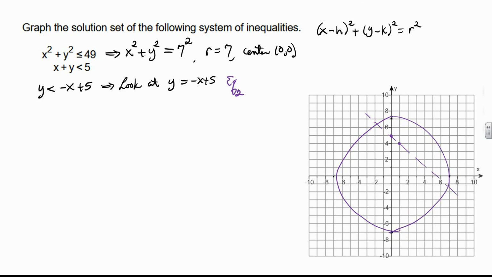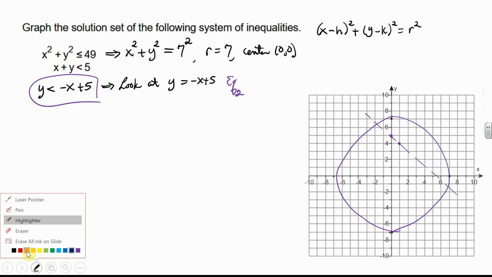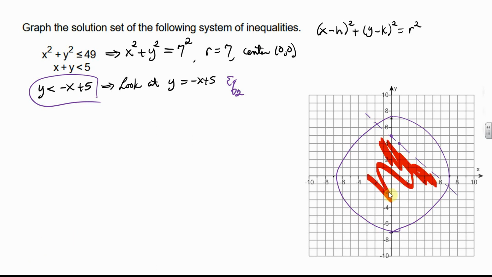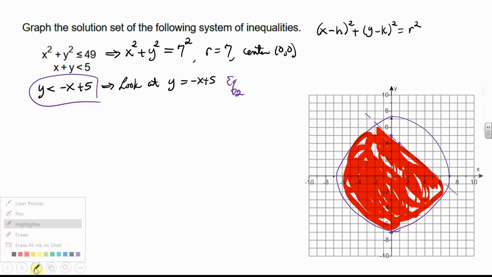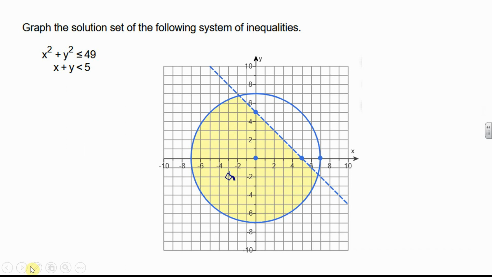So this guy is y less than. So that's everything under the line and inside the circle. So we can go ahead and just get the cross section right here. So inside the circle and under the line. All right. That's a better circle.